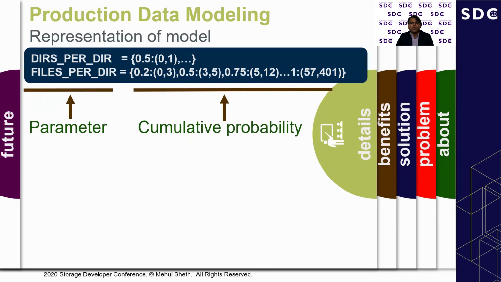For example, we read files per directory as 20% of the directories in our datasets will have between 0 and 2 files. 30%, that is 0.5 minus 0.2, between 3 and 4. 25% between 5 and 11, and maximum of 400 files per directory. I will pause a bit here so you can absorb this.